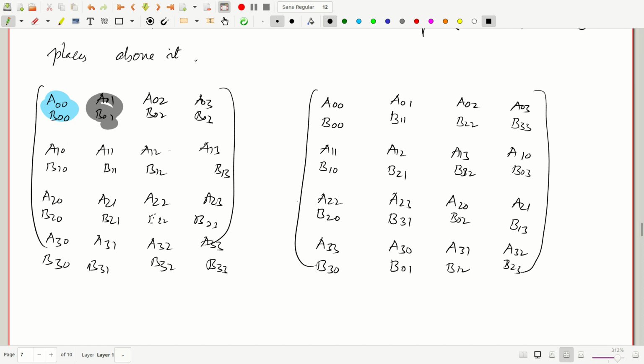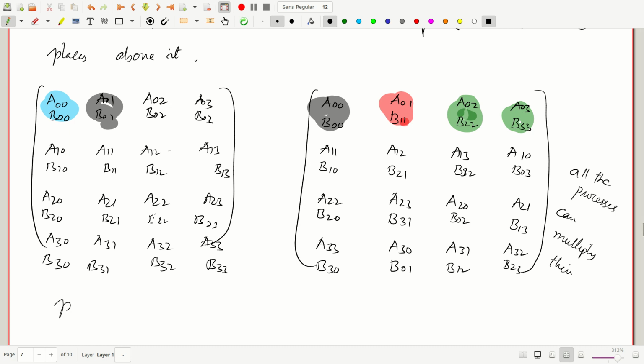Now what we see is that we have obtained a rearrangement in which A00 and B00 can be multiplied together, because whatever this process holds can be multiplied to yield some value in C. Similarly, A01 can be multiplied with B11 because 1 and 1 match here. So this will also contribute a partial sum towards the calculation of C. Similarly, A02 and B22 can be multiplied, and A03 as well. So essentially all the processes can multiply their partial A and B matrices to calculate a partial sum towards C entries. Okay, so far so good.